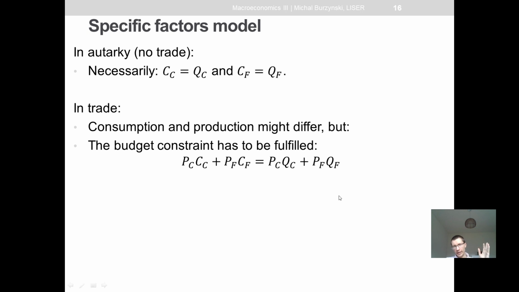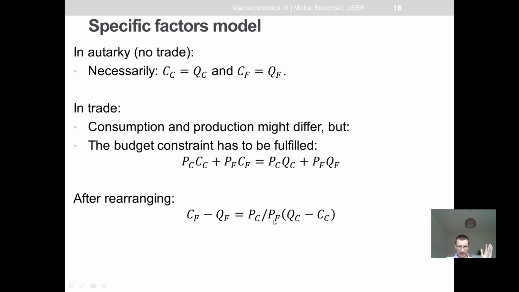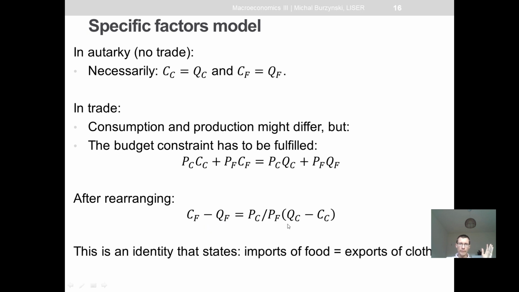If we have this PF on the left-hand side, this would mean that the value of imports in food has to be exactly equal to the negative of the value of exports of clothes. So the trade has to be balanced. Why? Well, because this is the only market in the economy that we analyze here, and in the equilibrium, the market has to be in the equilibrium, of course, and you cannot consume more than what you produce. All right.